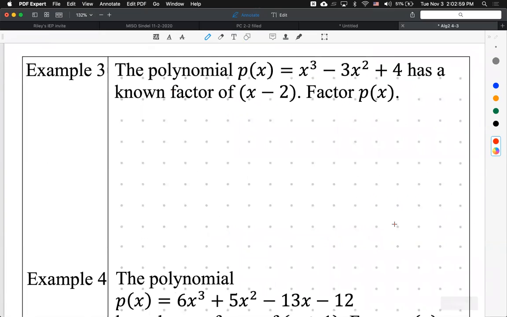This polynomial, x to the power 3 minus 3x squared plus 4. I know that one of the factors, I'm telling you, part of the problem, one of the answers is x minus 2. You need to find the rest of the factors. Completely factor p of x. You need to factor p of x.